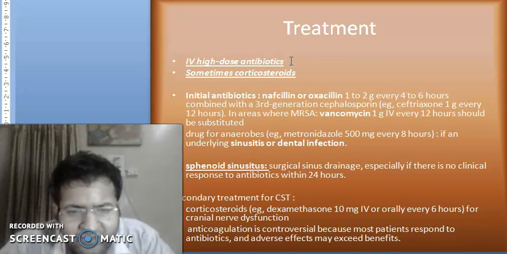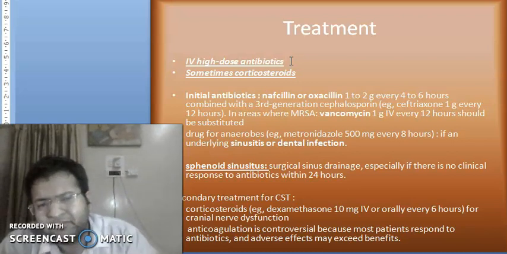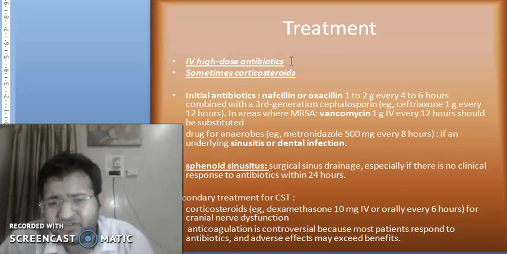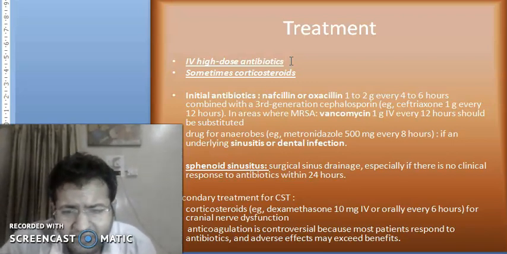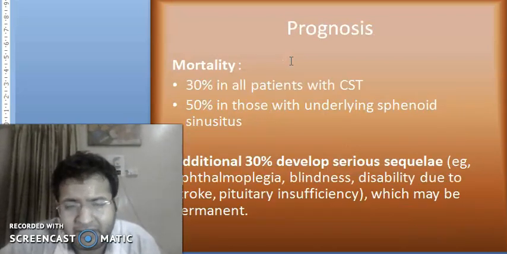What are the secondary treatments for cavernous sinus thrombosis? Corticosteroids can be given for cranial nerve dysfunctions in the dose of, for example, dexamethasone 10 mg IV or orally every 6 hours. Anticoagulation can be given, but it is controversial because most patients respond to antibiotics and adverse effects of anticoagulation may exceed the benefits.